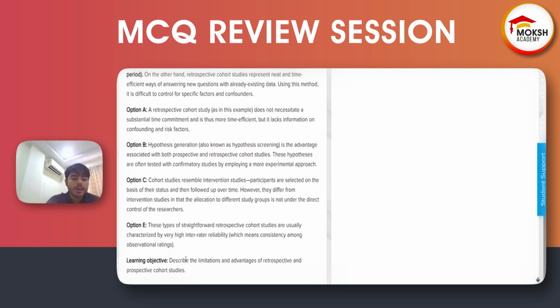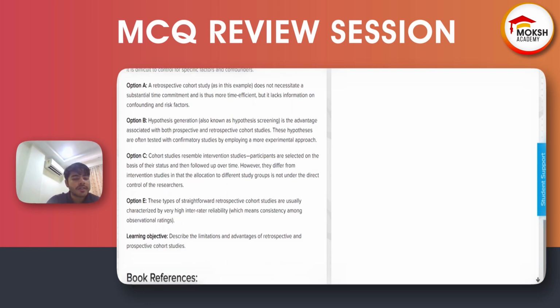So the learning objective describes the limitations and advantages of prospective studies. In a retrospective study, the problem will be that you will not be able to recollect all the things, so the data obtained will not be that accurate. But in a prospective study, the data will be accurate, but it is not that efficient because it is expensive and time consuming, but you are well aware of the confounders and the endpoints.